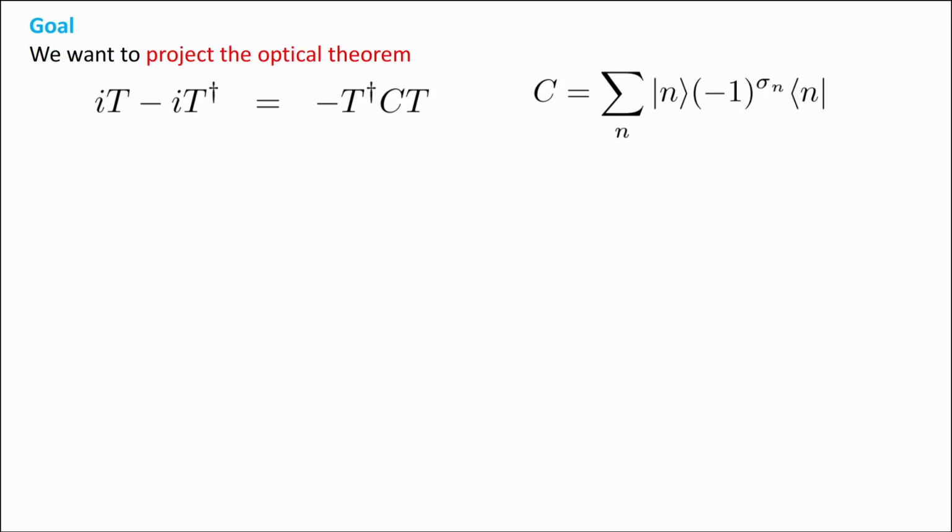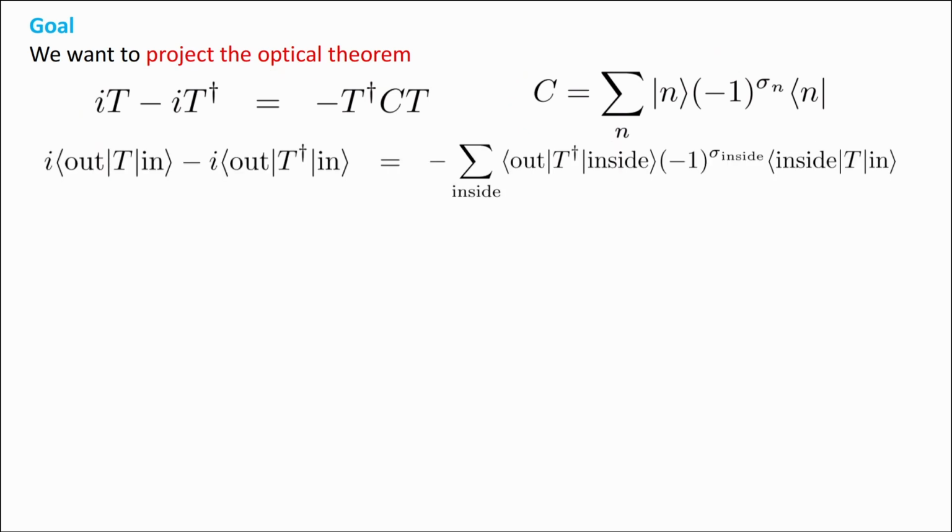Let's clarify what our goal is here. We would like to take this equation, which is the non-satisfactory one, and project away the wrong part. So we have said that IT minus IT dagger is equal to minus T dagger CT, and C is a diagonal matrix with 1s and -1s in the diagonal, and you would like to get rid of the -1s, of course, because those signal the presence of ghosts.